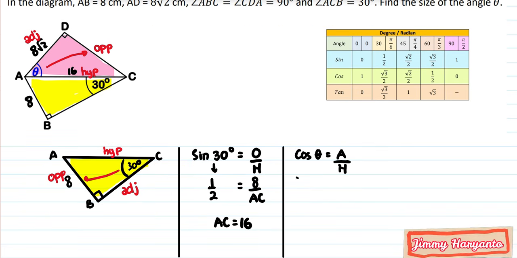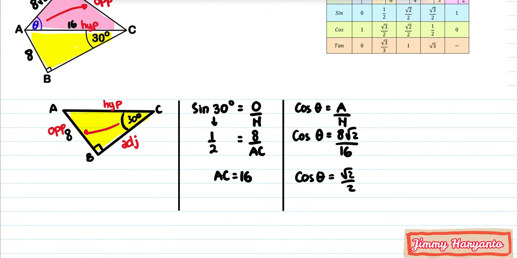Okay, so cos theta equals A. The A is square root of 2, and the H is 16. So cos theta equals square root of 2 over 2. You can cos out this as square root of 2 over 2, and then the theta.